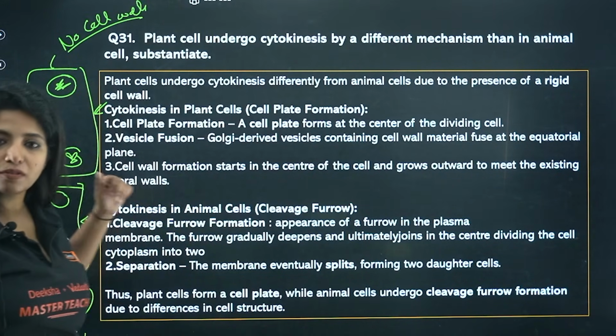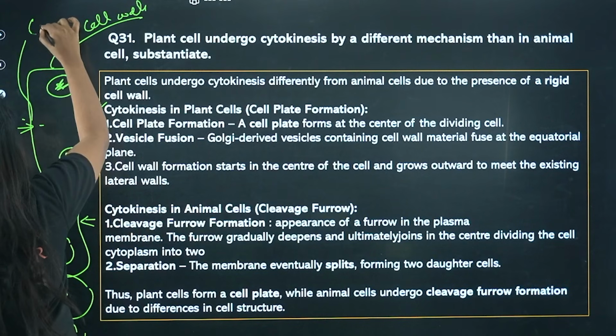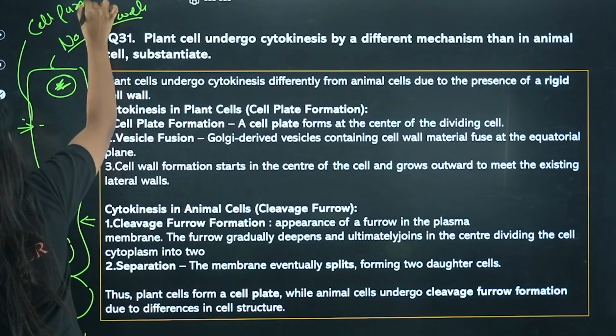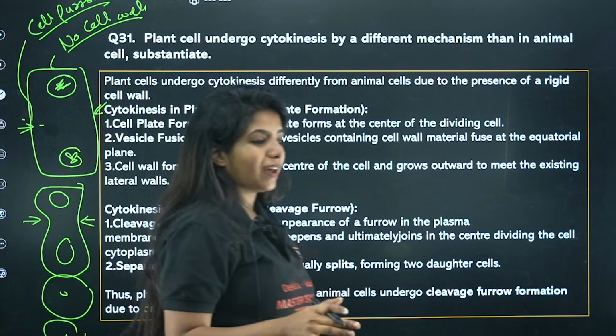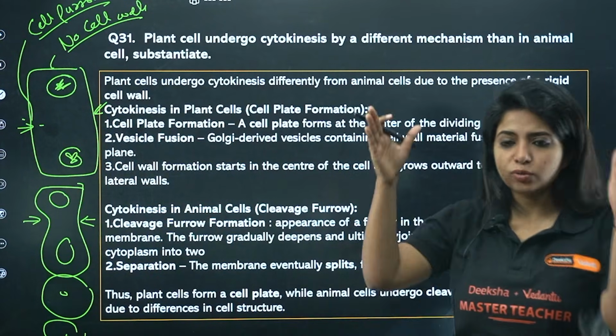This type of cell division is known as cell furrow formation, cell furrow mediated cell division. Here a cell furrow is being made. And why is it very easy in the case of animal cell? Because they do not have cell wall, so there is no one to stop it.